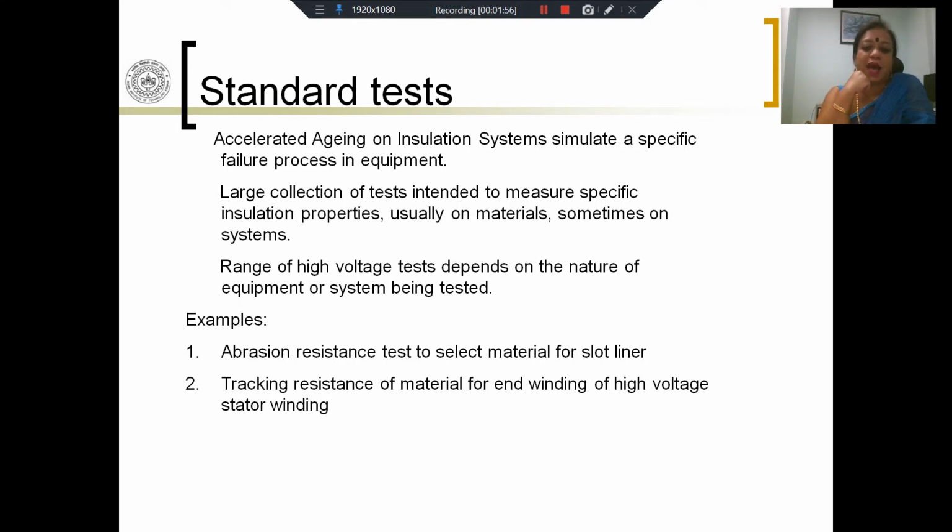One is the abrasion resistance test to select material for slot liner. In rotating machines, you have conductors sitting in slots on the rotor, and we need insulating materials to line the slots. Now, in this case, of course, it has to be an insulating material, but apart from that, there are other things that we need to take care of. When these conductors are loaded, they carry high current. These conductors can expand.